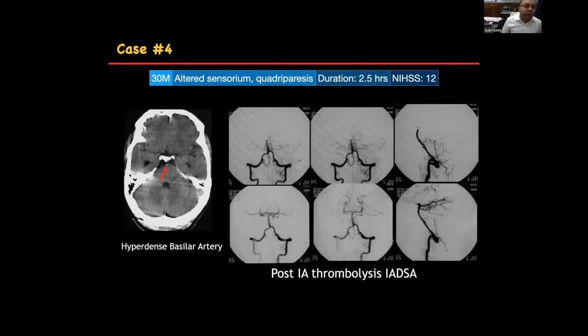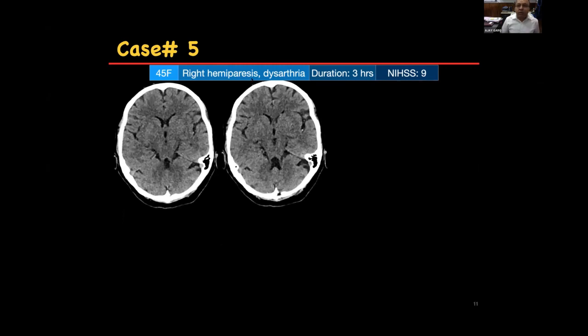Let's look at another patient. A 45-year female who is having right hemiparesis, duration of 3 hours. If you look at the basal ganglia structures, they are very well seen. Even on the different window settings, no early ischemic changes were seen. What else could be there?